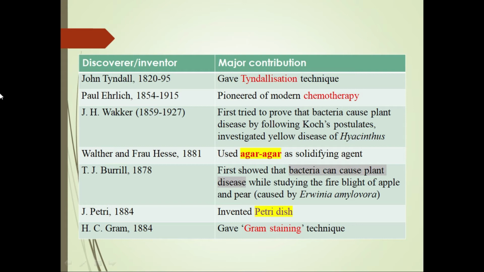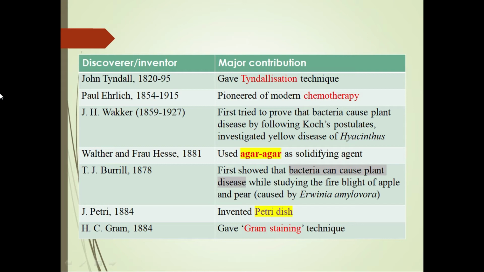Then Petri in the year 1884 invented Petri dish. We all know how Petri dish looks like. And this Petri dish helped the microbiologists to grow and preserve, to isolate, maintain microorganisms very easily.